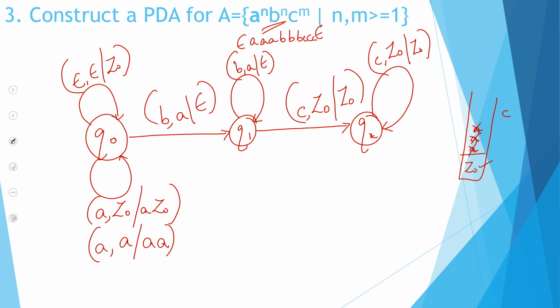And then, after that, at the end of the day, you will be encountering your epsilon. Epsilon, top of the stack is Z0. Leave it as it is. You will be reaching your final state.